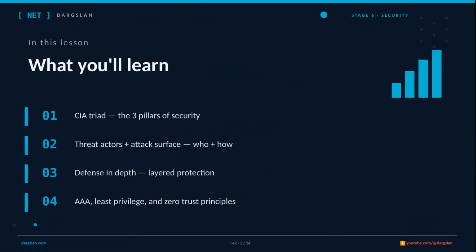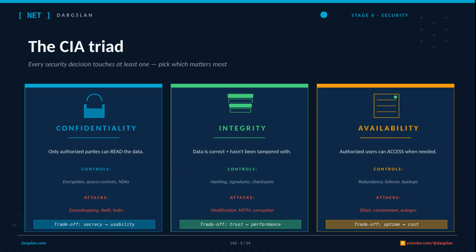So here's the roadmap for the next few minutes. We'll start with the CIA triad: confidentiality, integrity, and availability. The three pillars that every security decision ultimately ties back to. From there, we'll look at who's actually attacking your network and where they get in, then layer on defense in depth as a way of thinking. And we'll close with the practical principles that hold modern security together: AAA, least privilege, and zero trust. So let's start with that first pillar. Actually, three pillars working together.